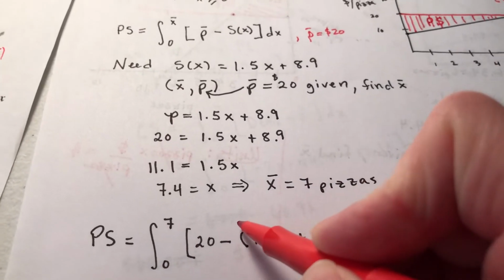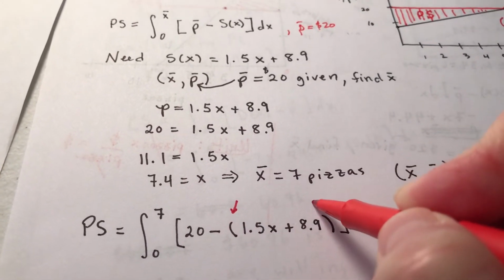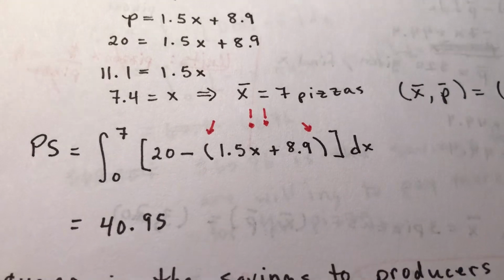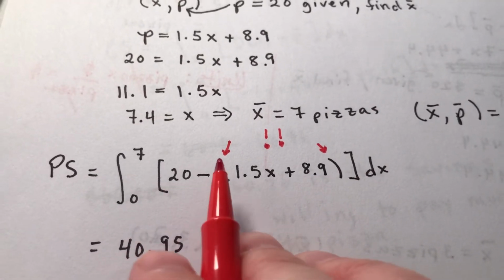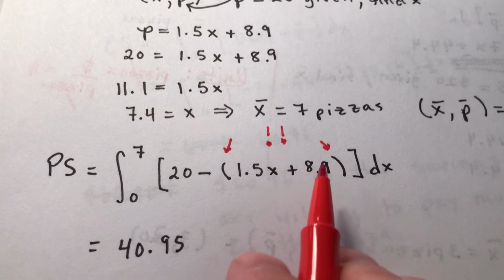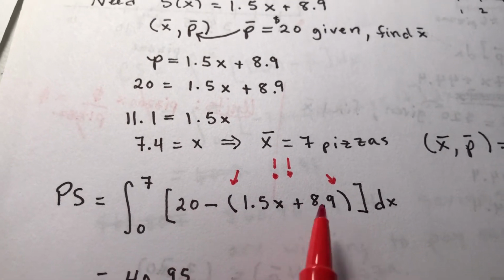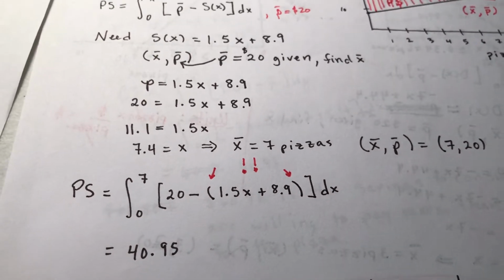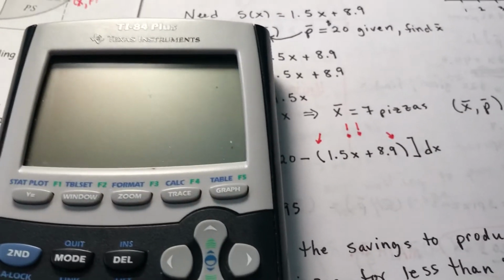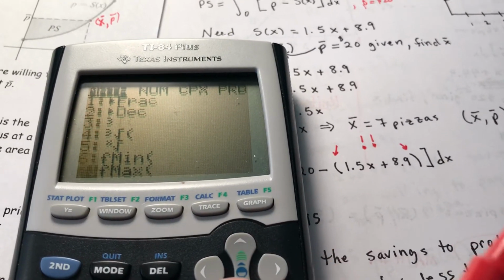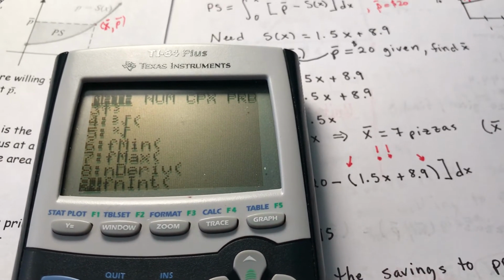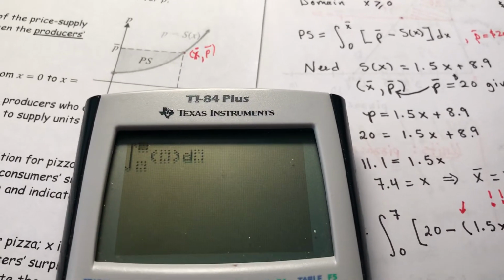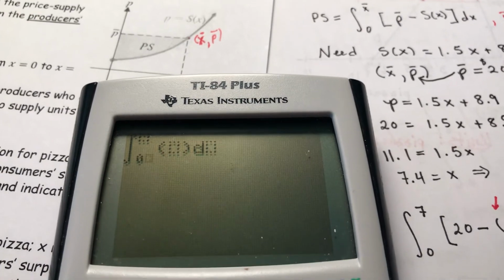20 minus. Now here you want to remember these parentheses. That will mess you up if you forget those parentheses. You have to do 20 minus parenthesis 1.5x plus 8.9 parenthesis. So you're taking the 20 and subtracting that equation here. And again, with the calculator, we can put this in here. We go to math. Down here, what was it, number 9? I should have a memo. Oh, that's derivative. I don't want that one. Integrate. And I'm going from 0 up to 7.